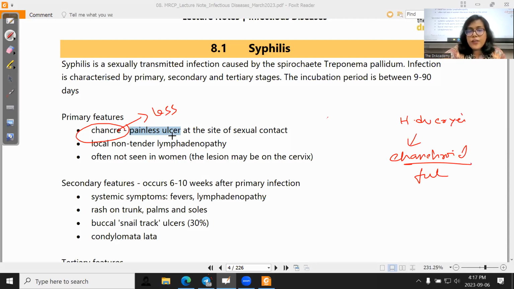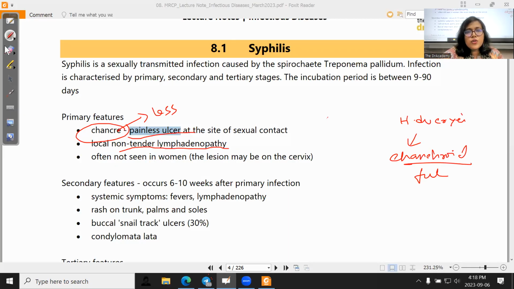I have already mentioned so many times that in the part 1 examination specifically, the RCP will give similarly sounding words side by side to make you confused, okay? So you have to be very careful with every detail you're reading about every infectious disease. So syphilis will cause a painless chancre at the site of sexual contact, and as this is a painless ulcer, it will also cause non-tender lymphadenopathy, okay?